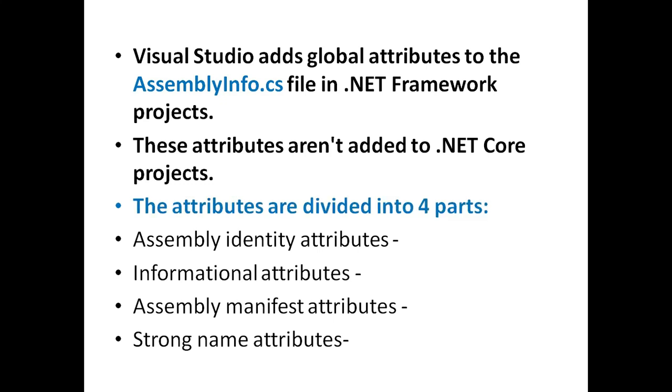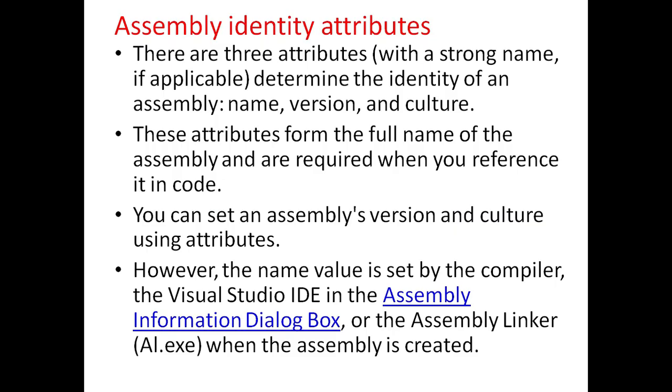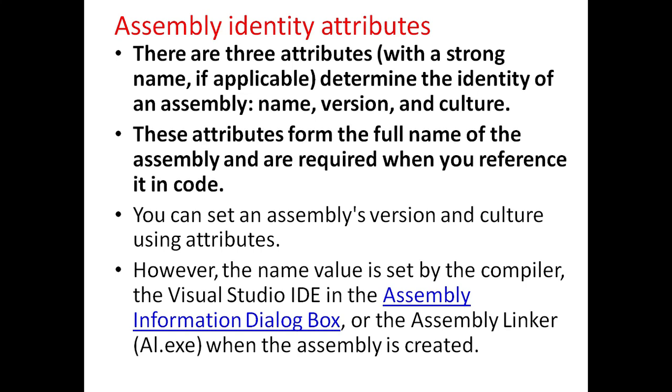The attributes are divided into 4 parts: assembly identity attributes, informational attributes, assembly manifest attributes, and strong name attributes. First we will see assembly identity attributes. There are 3 attributes which determine the identity of an assembly: name, version and culture. These attributes form the full name of the assembly and are required when you reference it in code.